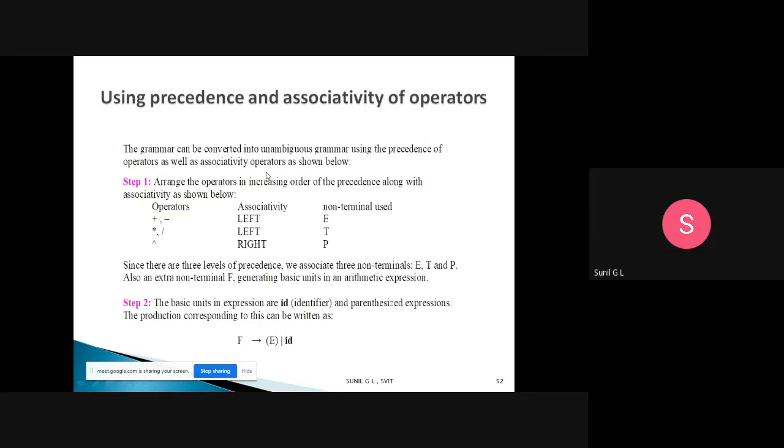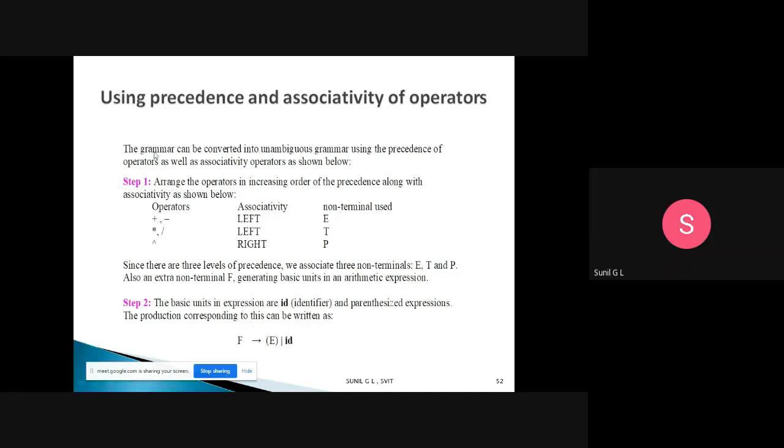Using this, we need to convert the ambiguous grammar to an unambiguous grammar. Why do we call it ambiguous? Because using it we may derive two different parse trees. That's why we call it an ambiguous grammar. I already discussed the derivation of two parse trees in the previous class.